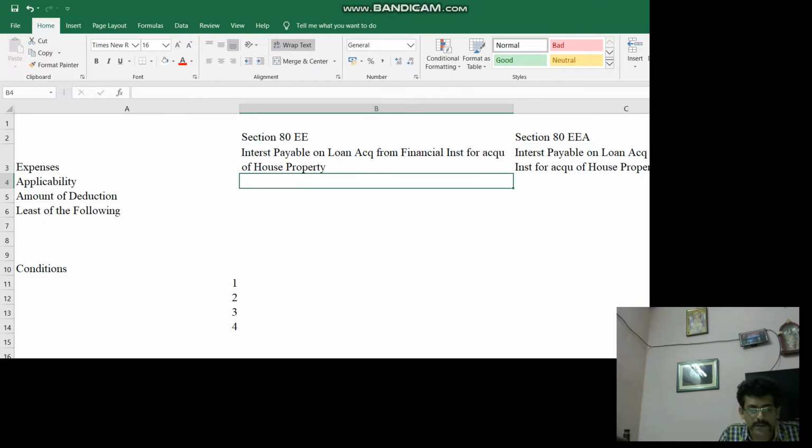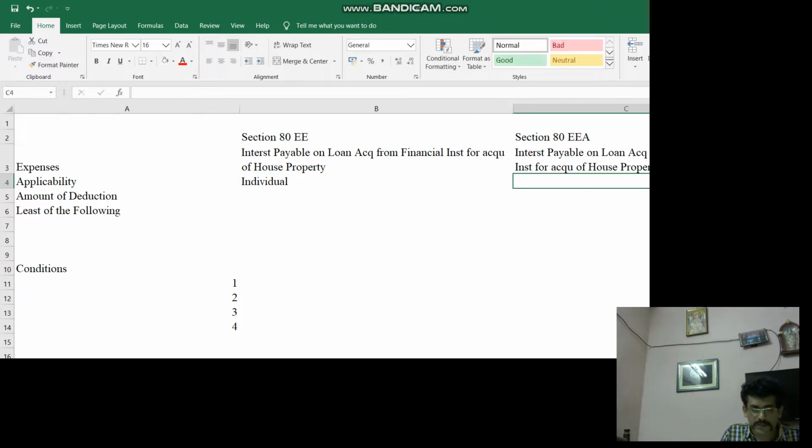Now let us see the applicability. If we try to see the applicability part, this section is applicable only to the individual. So individual only the section is applicable. Any sort of individual, the section is applicable. And same thing for your 80EEA is also applicable for the individual. So ultimately eligible assessee is whom? Eligible assessee is going to be the individual.